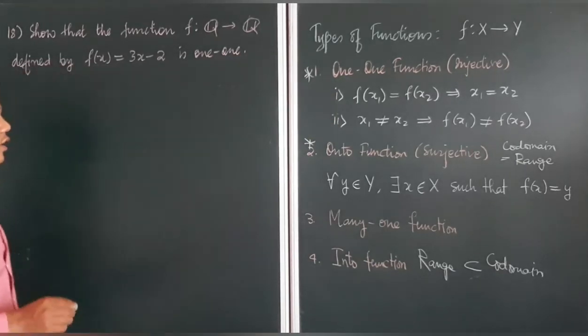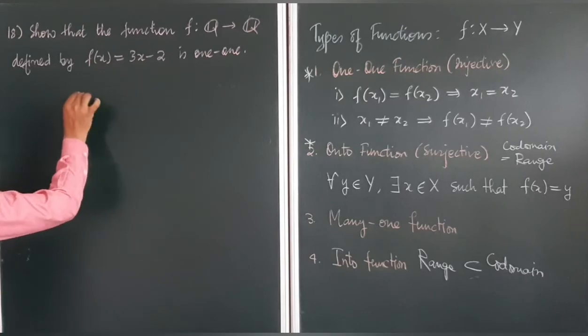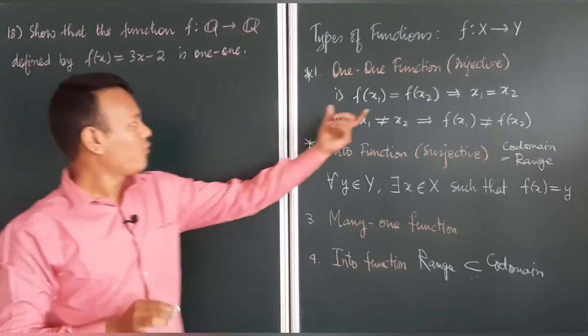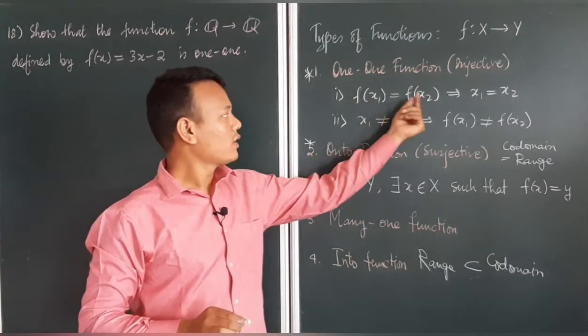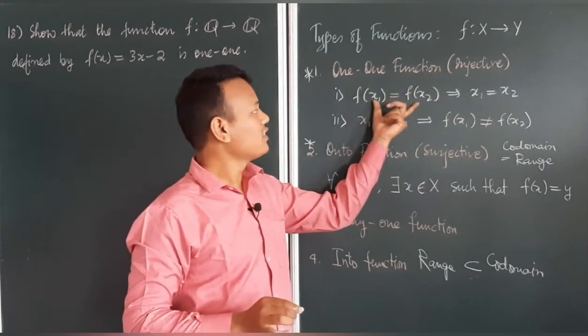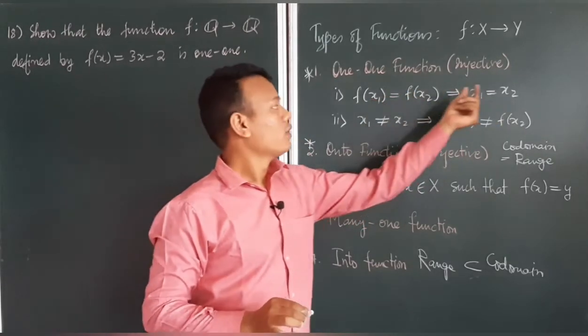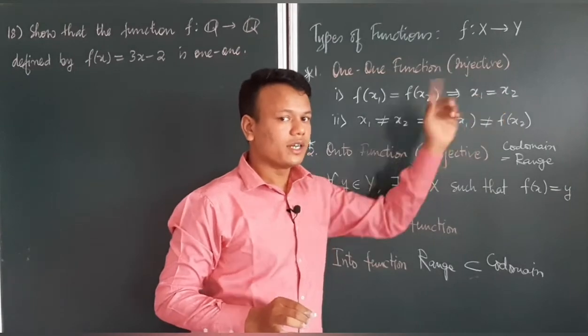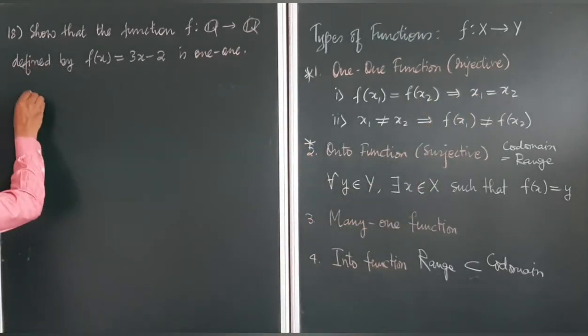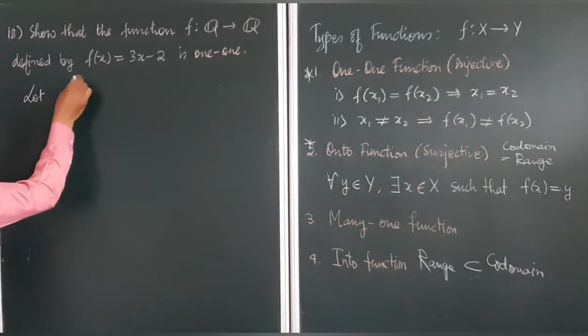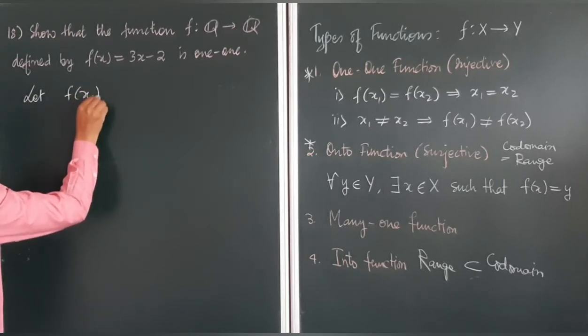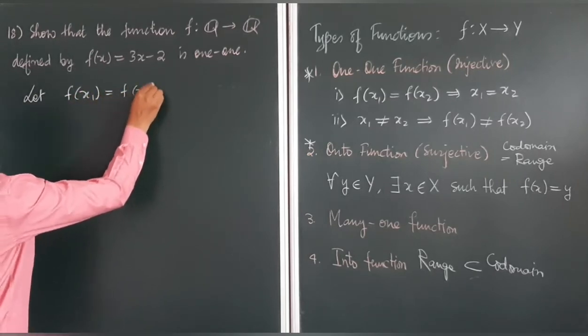Okay, so let's see how to do that. We have "if this, then this." What is the meaning of this? It means this is given to us, and we need to prove this. Alright, fine. So given is, or let me take, let f of x1 equal f of x2.